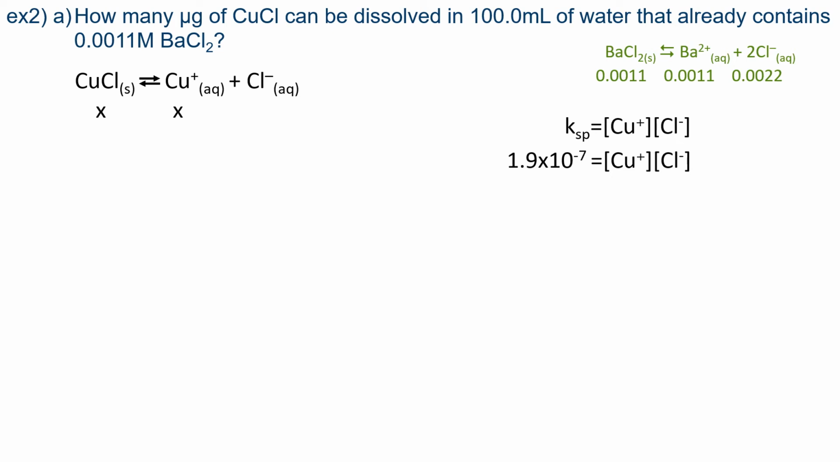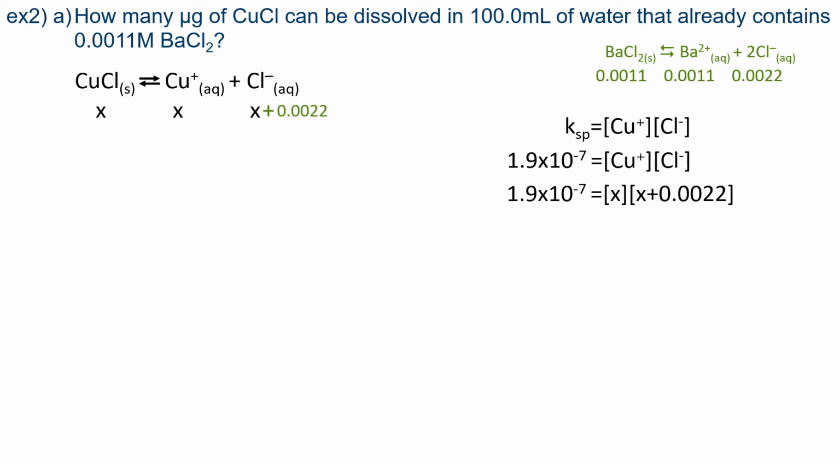The chloride ion concentration will be equal to the same amount that we added, but we have to also take into account there was pre-existing chloride. So in the end, the chloride concentration will be the X amount that we add plus the 0.0022 molar that was already present. So we'll substitute that now into our Ksp expression. Cu+ concentration is X, chloride concentration is X plus 0.0022.